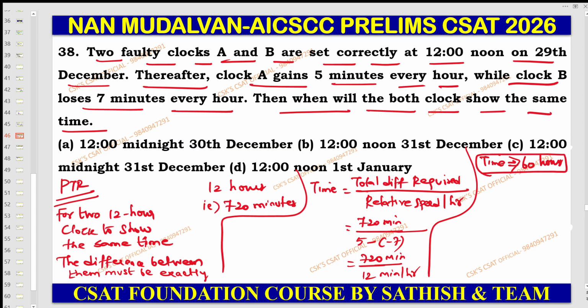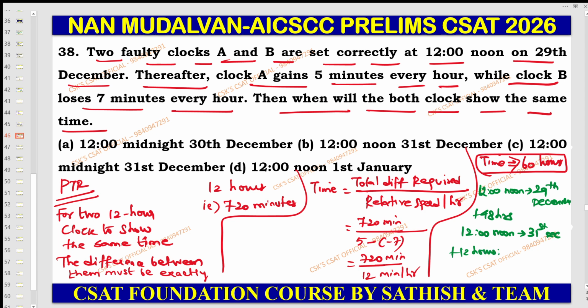So 60 hours. Now you focus here: 12 noon, 29th December. Because we have to move 60 hours, if you take 48 hours, what would happen? 12 noon on 31st December, isn't it? So totally we have to move 60 hours from when they were set correctly. So another 12 hours you have to move.